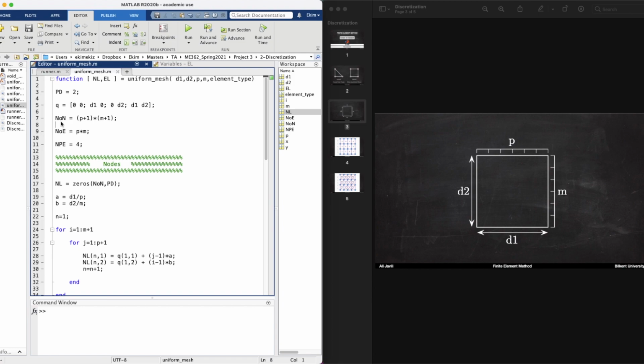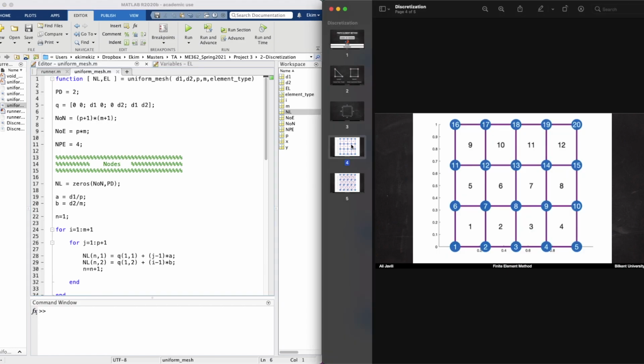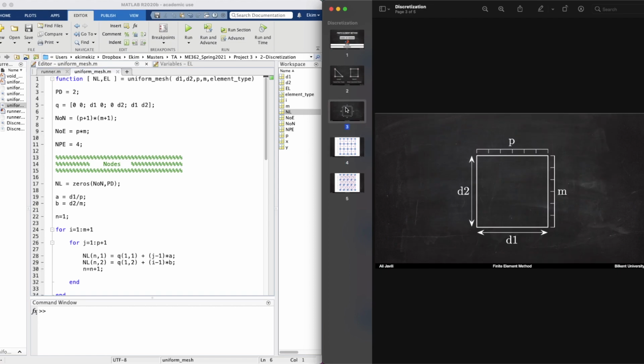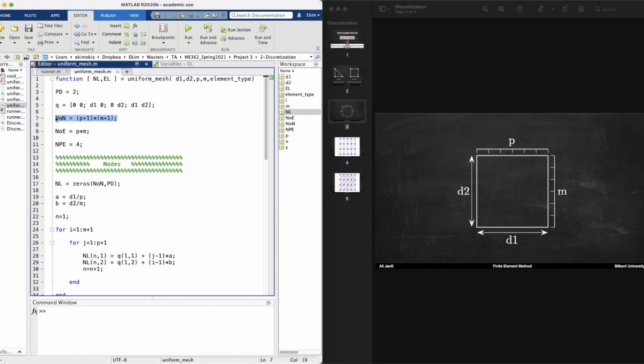So let's take a look at our number of nodes now. If you're dividing our domain into m rows and p columns, we would have p plus 1 times m plus 1 nodes, right? Because we have m plus 1 rows here. So m is 3: 1, 2, 3, 4, m plus 1 rows. And similarly, p is 4: 1, 2, 3, 4, 5, p plus 1 columns of nodes. So this is the number of nodes.